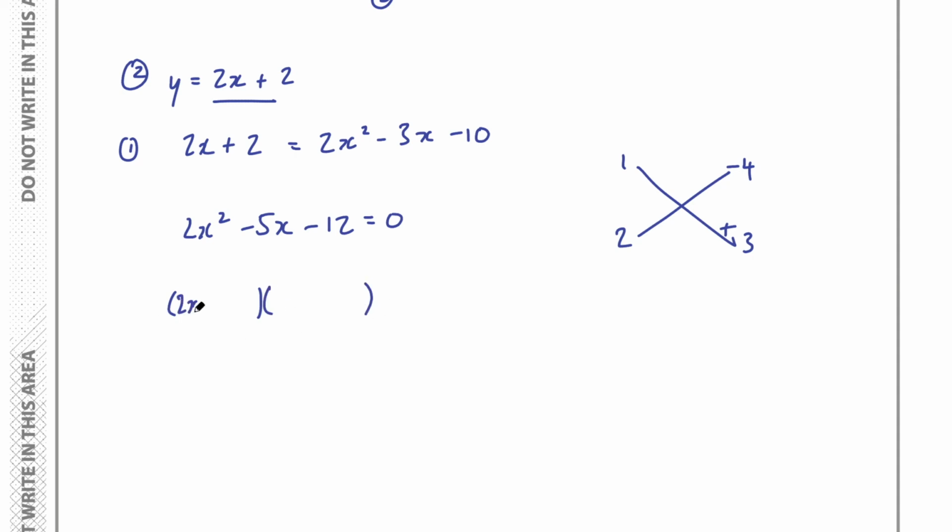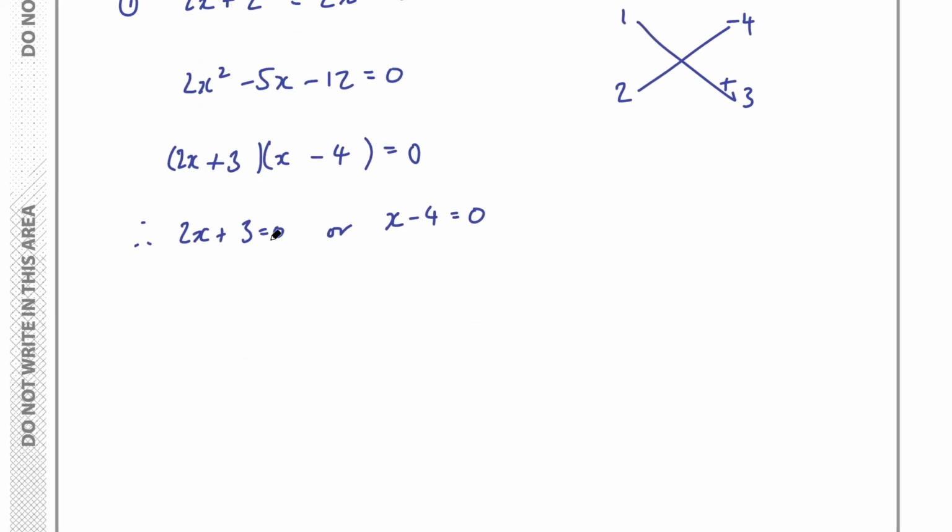Our first terms will be 2x and x. We need to multiply that 2x by a minus 4 and the x by a plus 3, and that would expand out to our quadratic there. So therefore, we have 2x plus 3 equal to 0, or x minus 4 equal to 0. Remember, when you're trying to solve a quadratic, you set the brackets equal to 0 because anything multiplied by 0 equals 0. So this is your next step here. Then we can solve these for x. So either x equals minus 3 on 2 or x equals 4.